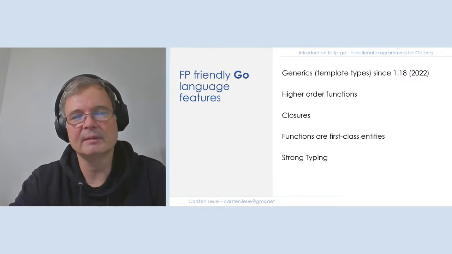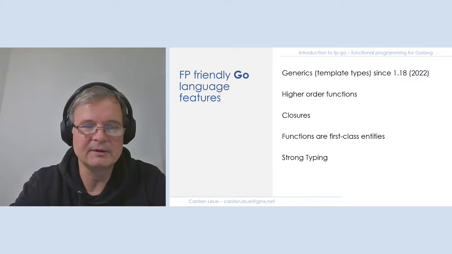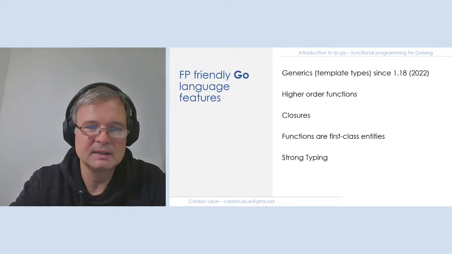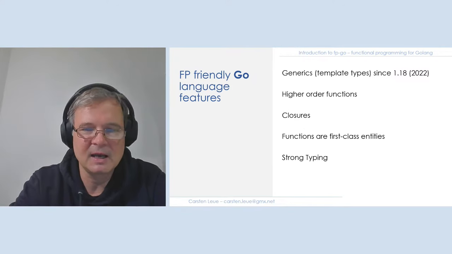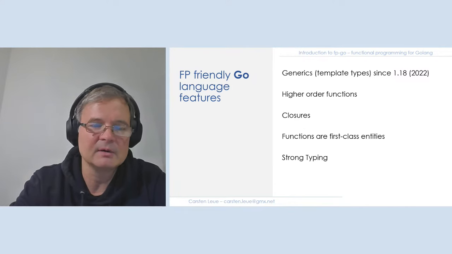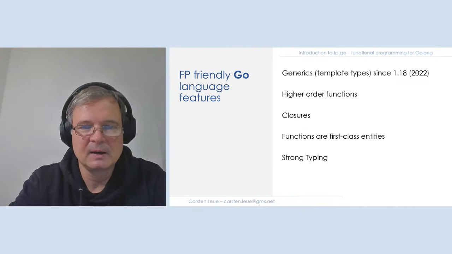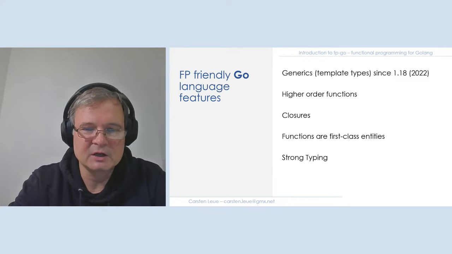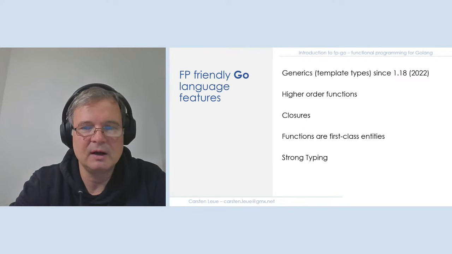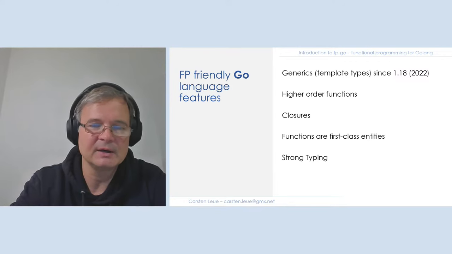Closures are also very important, and this is also fully supported by the Go language. Closure means that the parameters on a function that returns another function are captured in that other function. I will show an example later on. So as a summary, functions are first class entities in Go, and that is extremely helpful for writing functional code and developing this library. And of course, the strong typing aspect of Go.